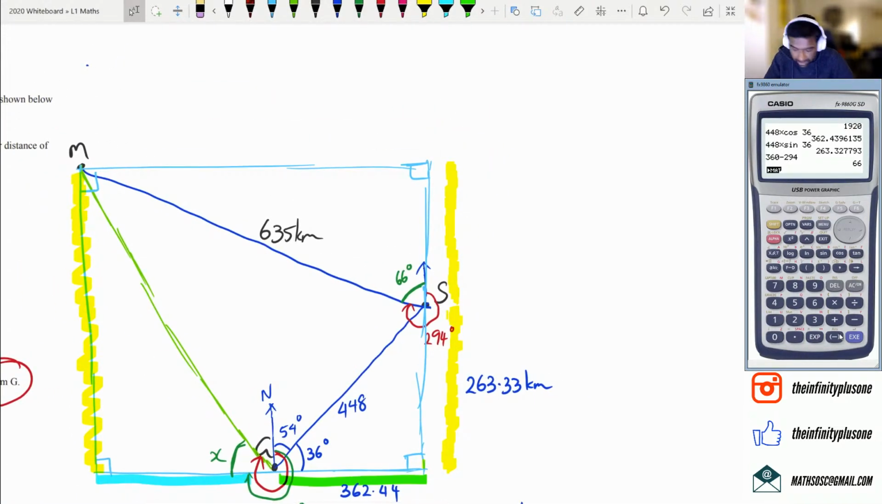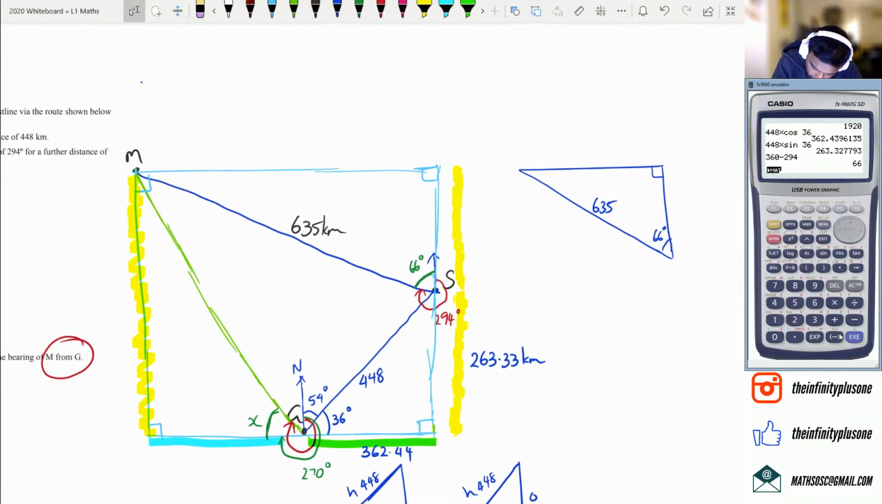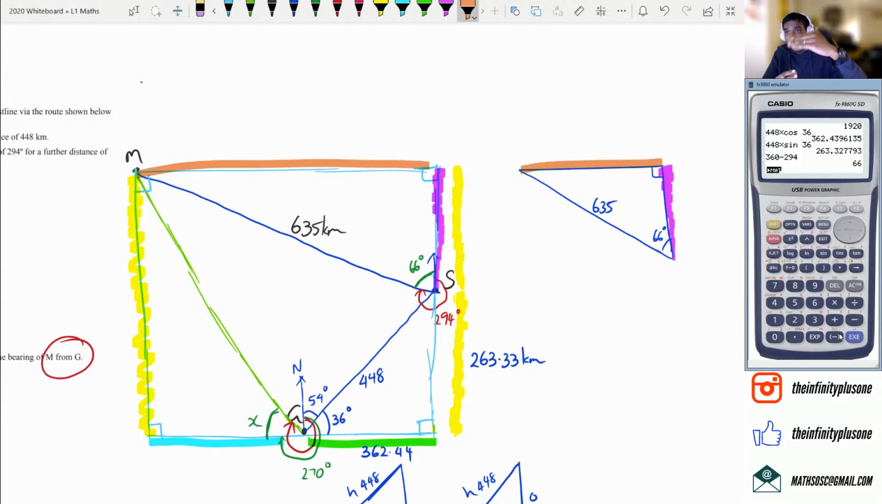And again, we're going to move that to the side, and we're going to work out the sides again. So we've got 635, we've got 66 degrees, and let me just put a couple of colors here. So this, we're going to put as the pink, which is going to be there, and we're also going to put this length here as the orange one. So now we're using trig again to try and work out the orange line and the pink line.